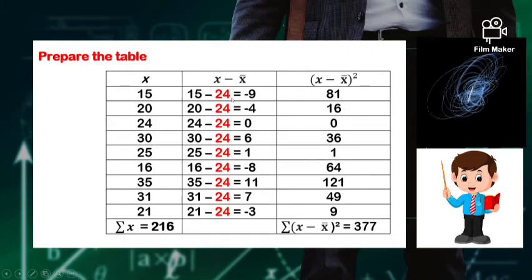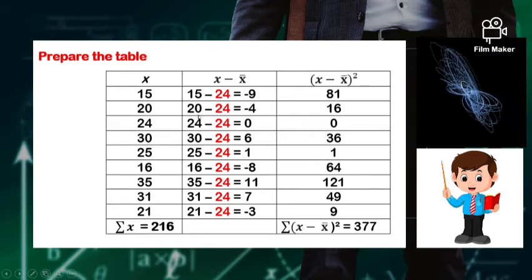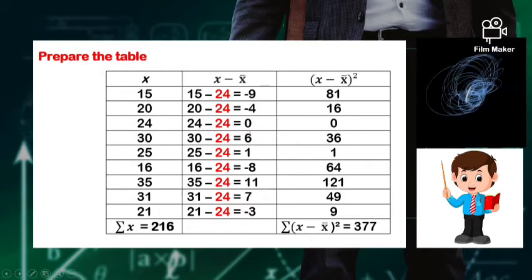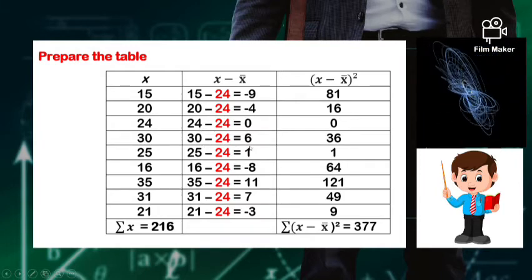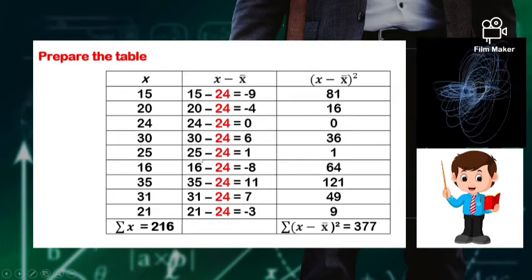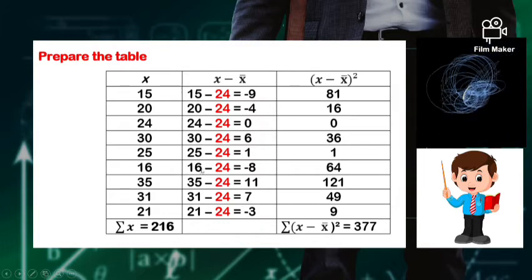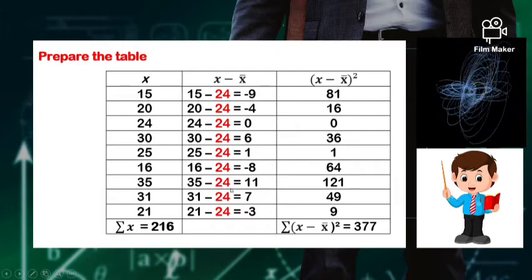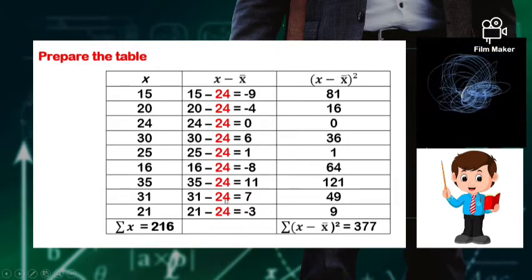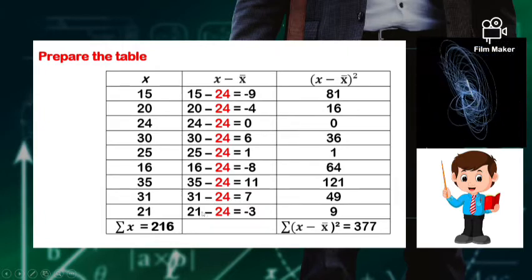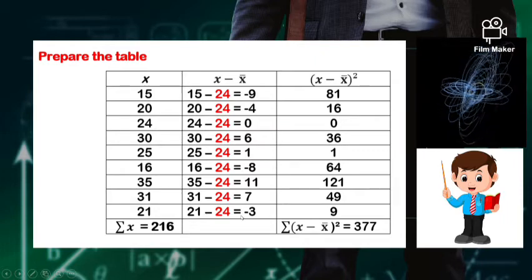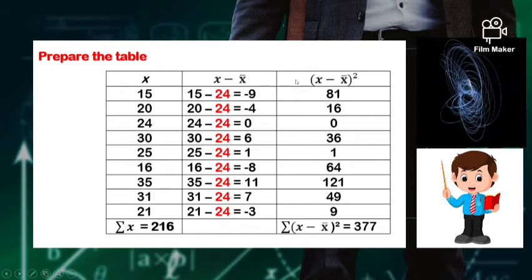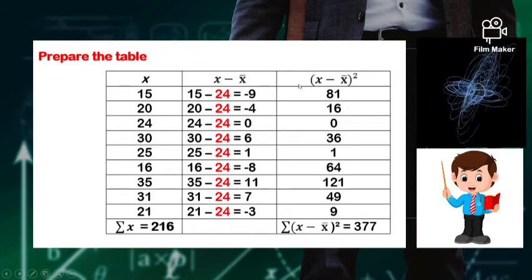So you have 15 minus 24, that's negative 9. 20 minus 24, that's negative 4. 24 minus 24 is 0. 30 minus 24 is 6. 25 minus 24 is 1. 16 minus 24 is negative 8. 35 minus 24 is 11. 31 minus 24 is 7. 21 minus 24 is negative 3. So next column, you are going to do this.